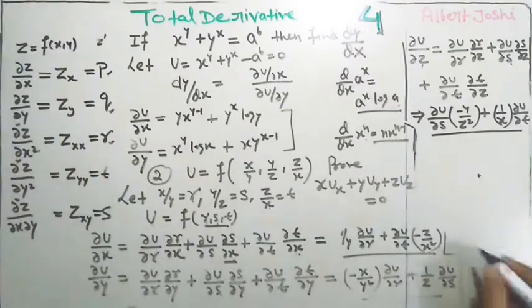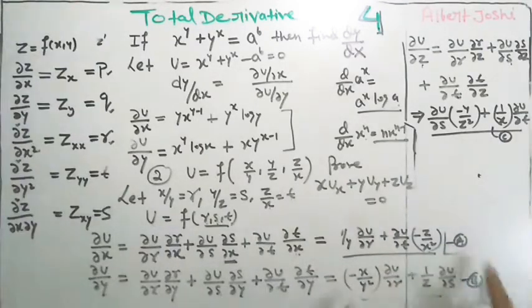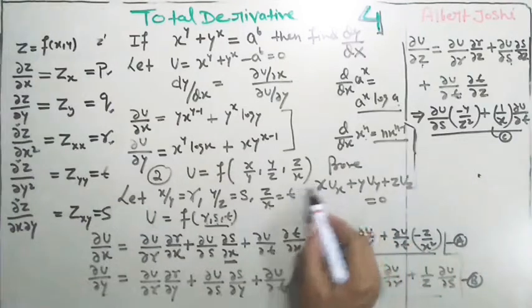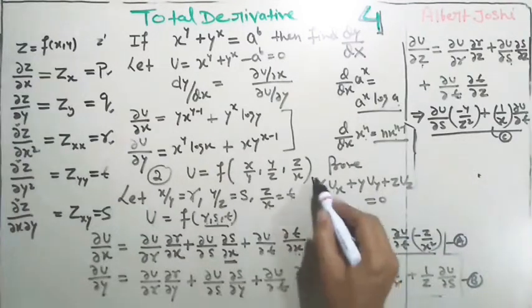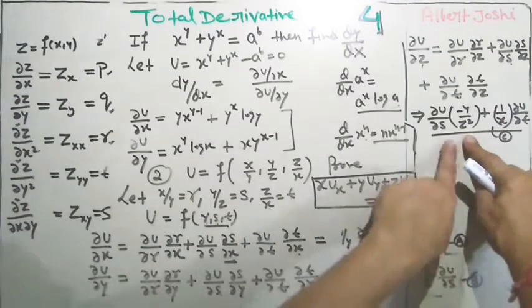So this is equation number A, this is equation number B, and this is equation number C. This A, B, C you have to put here because you have to evaluate this. This is 0 actually, you have to evaluate. So whatever you have got for del u upon del x, you multiply by x, this you multiply by y, and this you multiply by z.